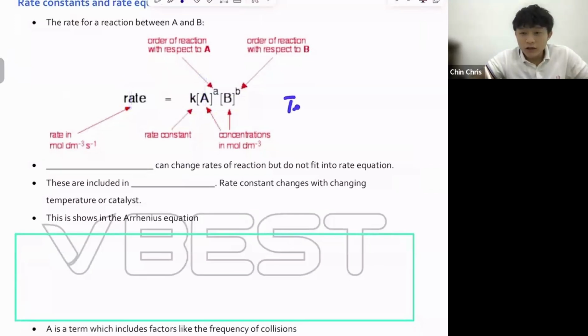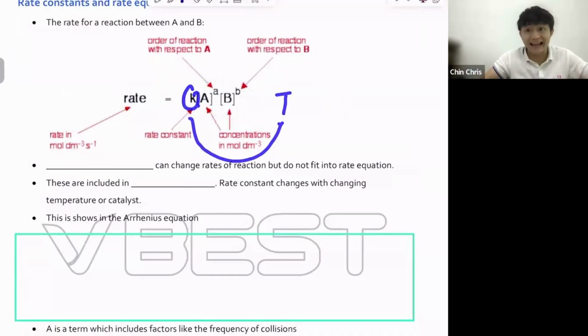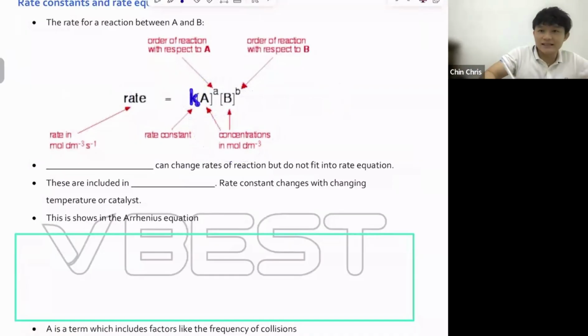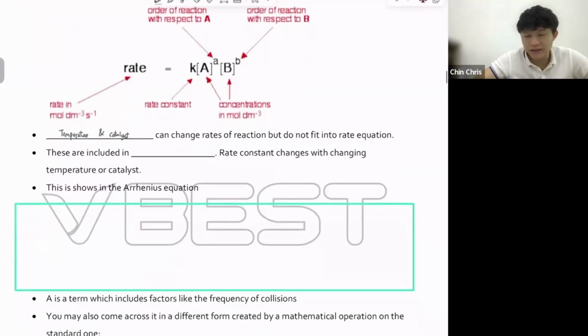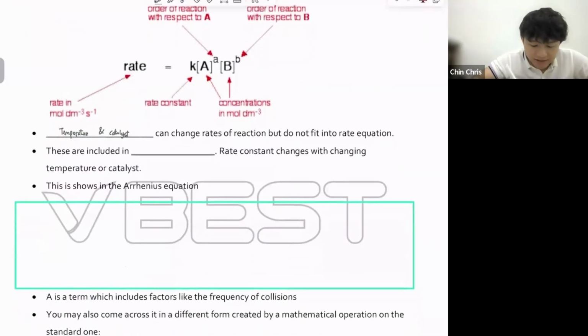But generally, when temperature increases, my rate also increases, right? But there's no function of temperature here. Why? Because k is a function of temperature, pressure and also catalyst. So k has temperature, pressure, catalyst, everything summarized into just one unit of k. The temperature and catalyst can change the rate of reaction, but do not fit into the rate equation, because they are included in your k, a rate constant.